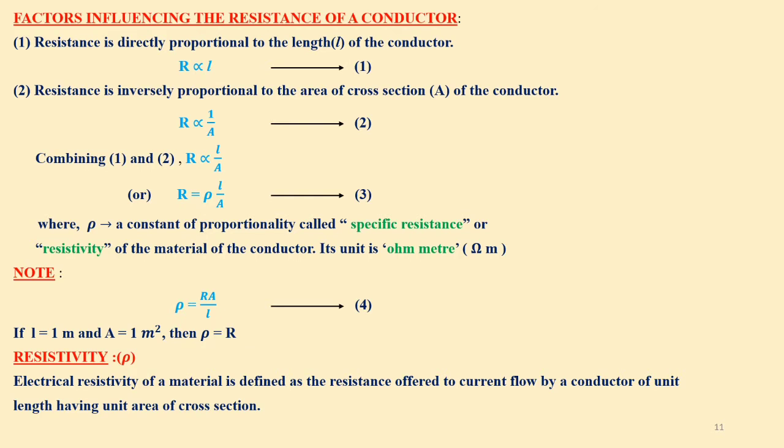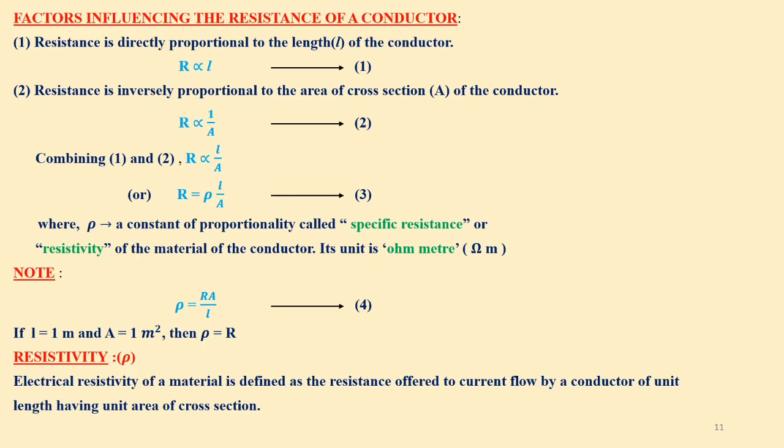Capital R is equal to a constant rho into L by A, where rho is a constant of proportionality called specific resistance or resistivity of the material of the conductor. Its unit is ohm meter. Note, from the above equation, rho is also equal to R into A by L.